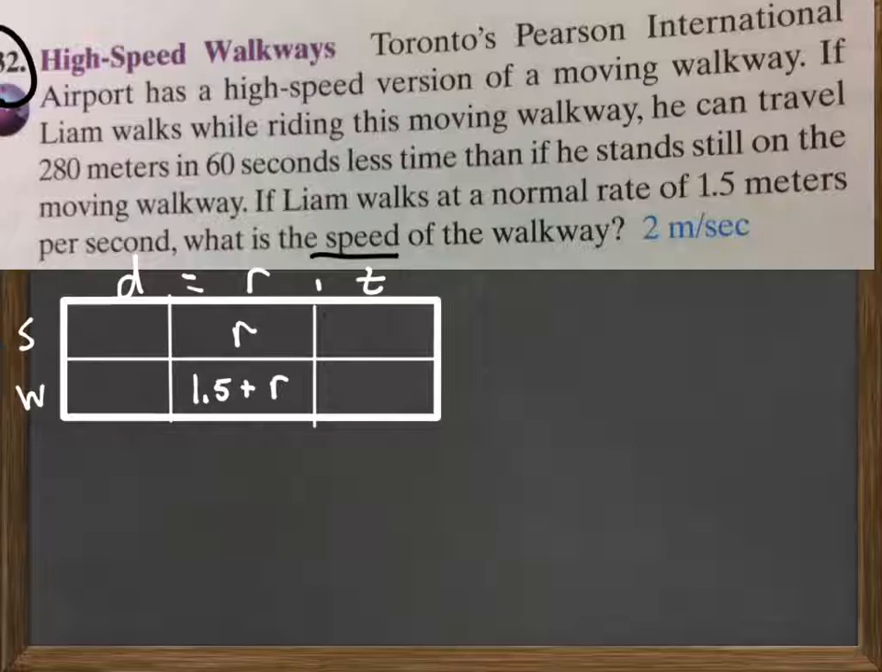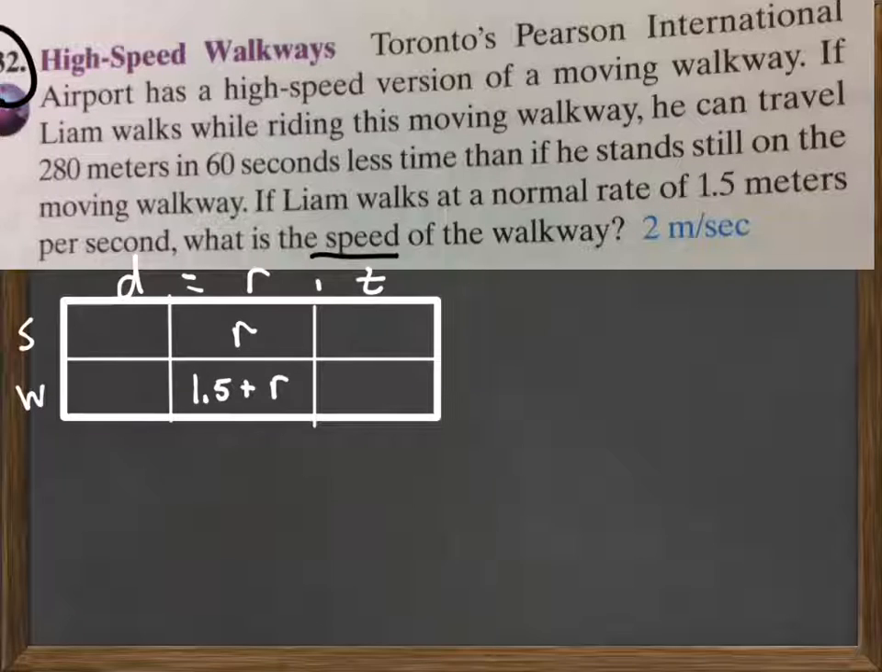If we let r be the speed of the walkway, which is the thing we are trying to find, then standing, his speed would just be the speed of the walkway, r. If he was walking at his rate of 1.5 meters per second, then his speed would be 1.5 plus r.